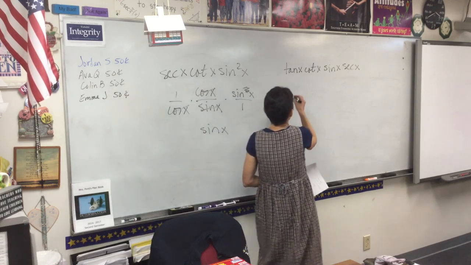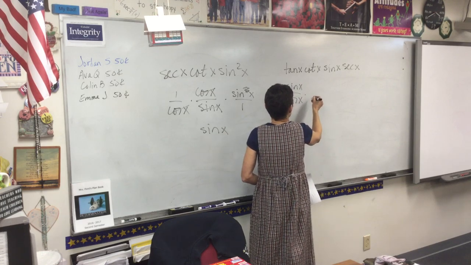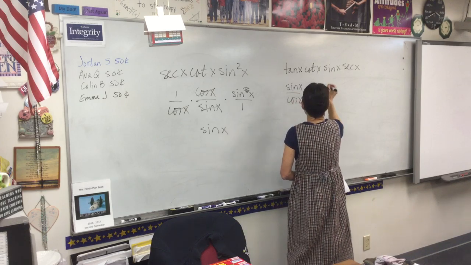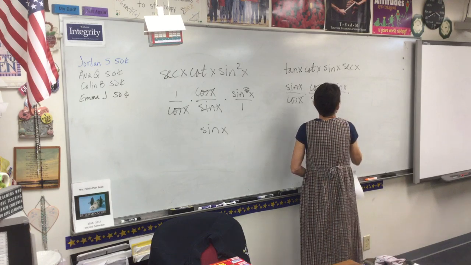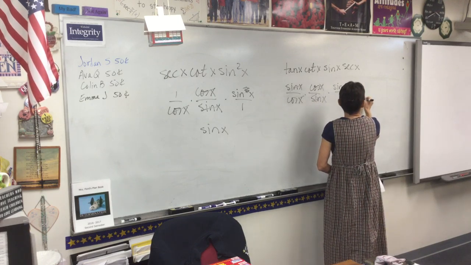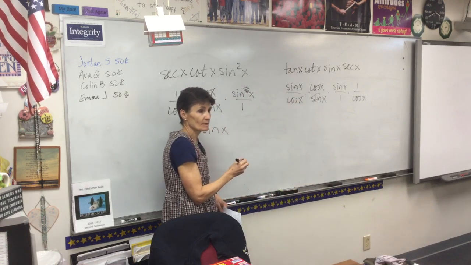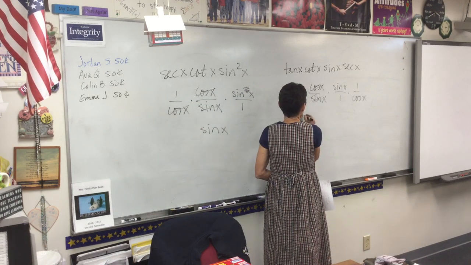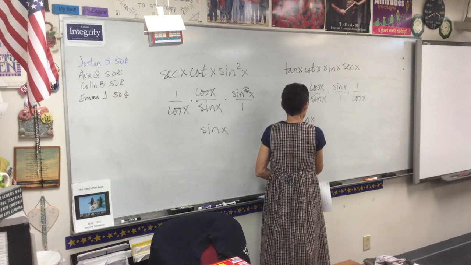Oh, I'm looking at the wrong one. So sine over cosine. Cosine over sine. Yep, and they cancel already. Sine over 1. So it's just sine. 1 over cosine. Is that right? So we're going to be left with sine over cosine, which is the same as tangent.